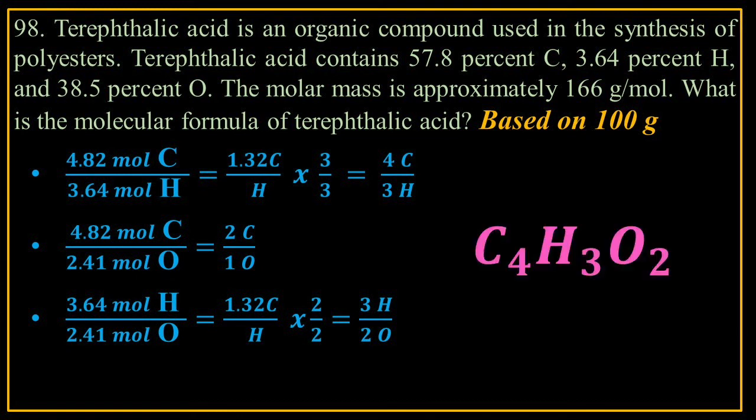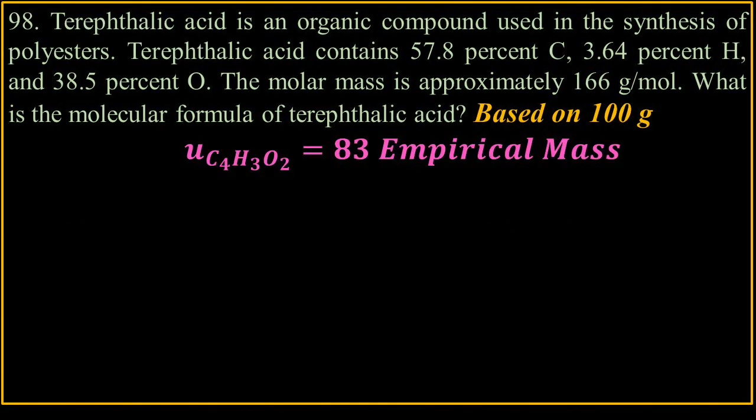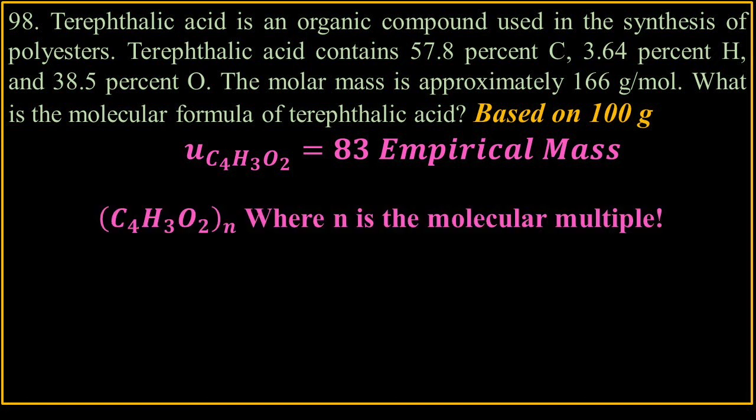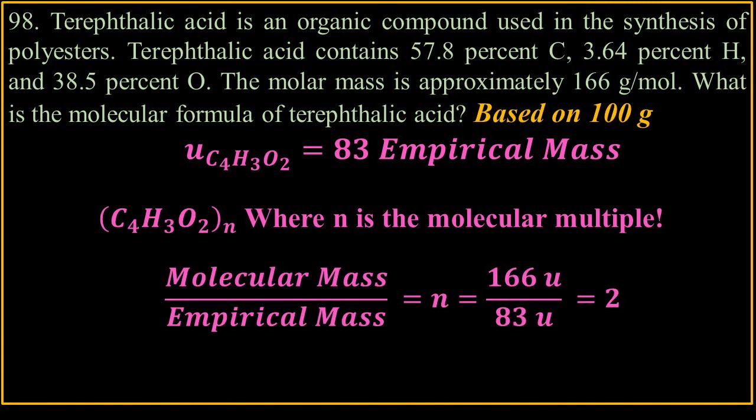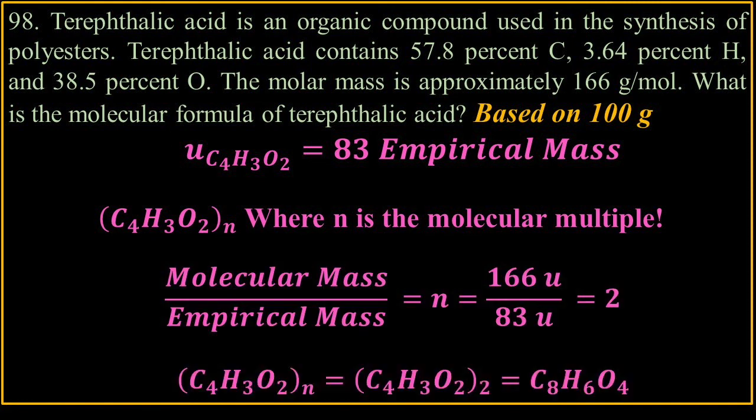So there are my values. My empirical formula is C4H3O2, and the mass of that is going to be 83, and then it'll be 166 divided by 83 is 2, multiply everything by 2, n is 2, so it'll be C8H6O4.